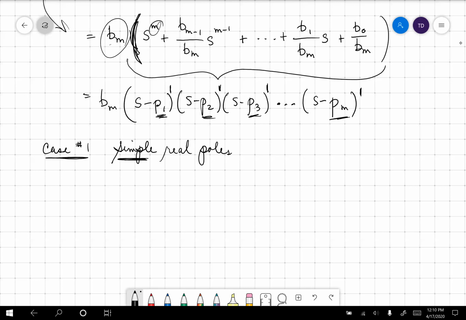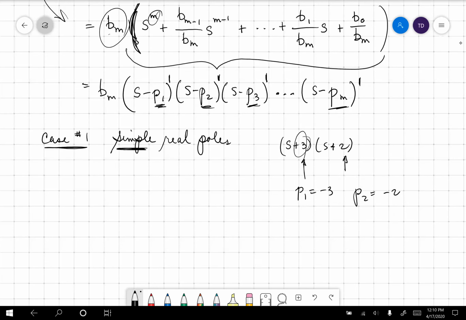Normally for us, we have things that look like this in our denominators: s plus 3, s plus 2. In this case, p1 equals minus 3. In this case, p2 is equal to minus 2. Remember that the p-values are the values of s that cause the denominator to be equal to 0. So it looks like a plus 3 for the pole, but the pole is minus 3.